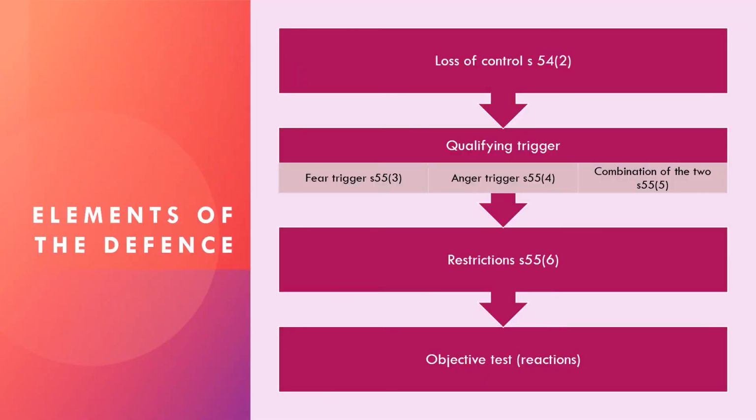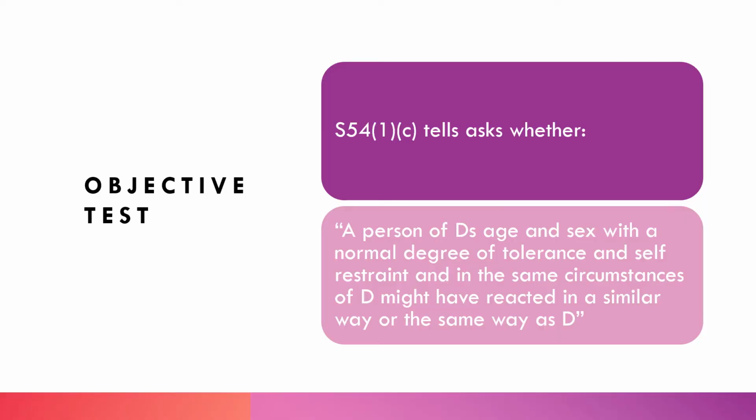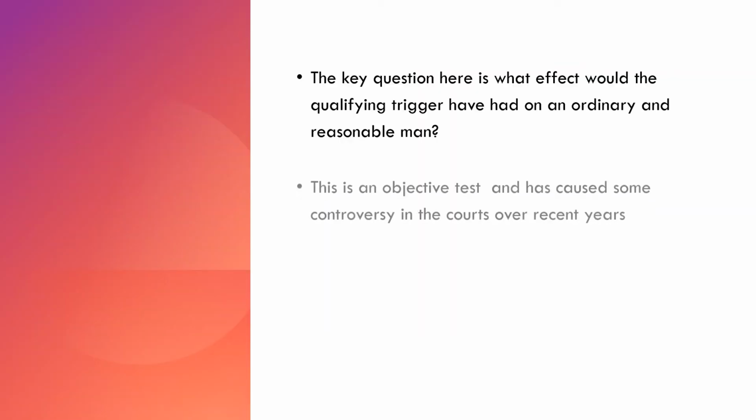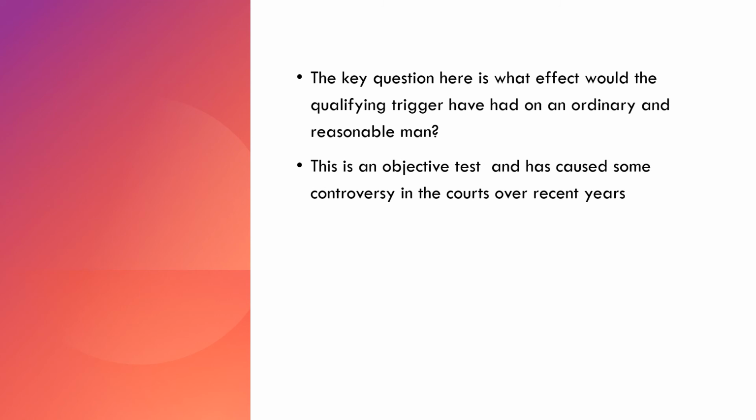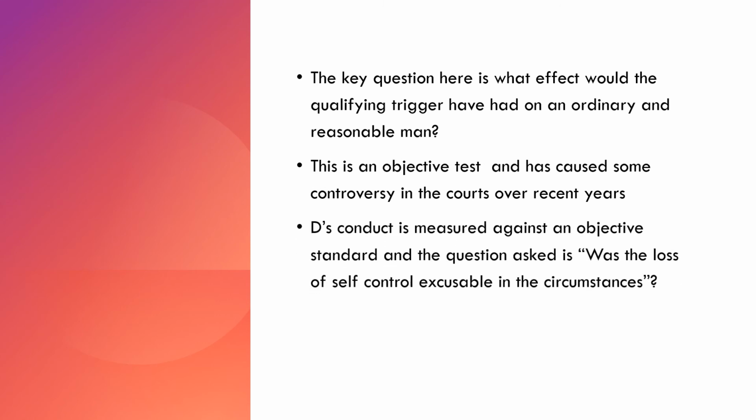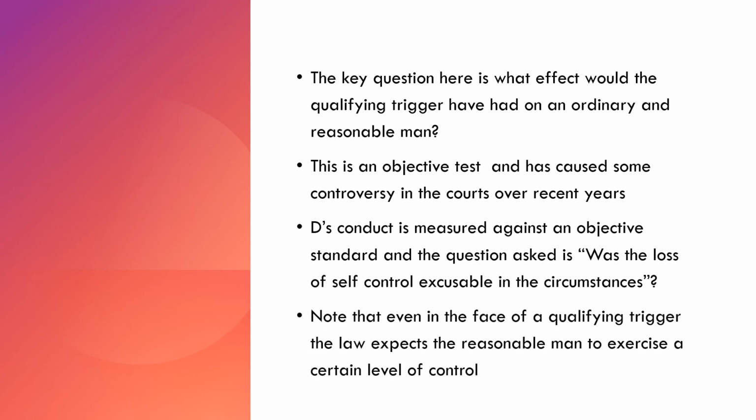And the final issue we're going to look at is the objective test. So section 54(1)(c) tells us a person of a defendant's age and sex with a normal degree of tolerance and self-restraint, and in the same circumstances as the defendant, might have reacted in a similar way or the same way as the defendant. So the key question then is, what effect would the qualifying trigger have upon an ordinary and reasonable man? But it's an objective test, and what we're really asking is, was the loss of control excusable in the circumstances?